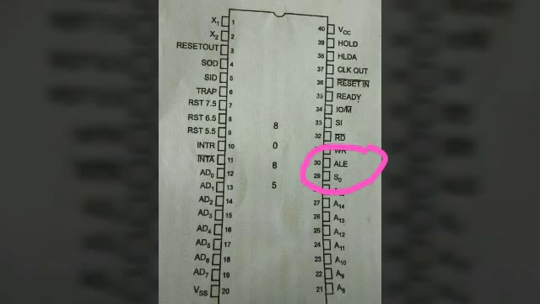Address latch enable. This is a positive going pulse generated every time the 8085 begins an operation, that is a machine cycle. It is used to demultiplex the multiplexed address and data bus.